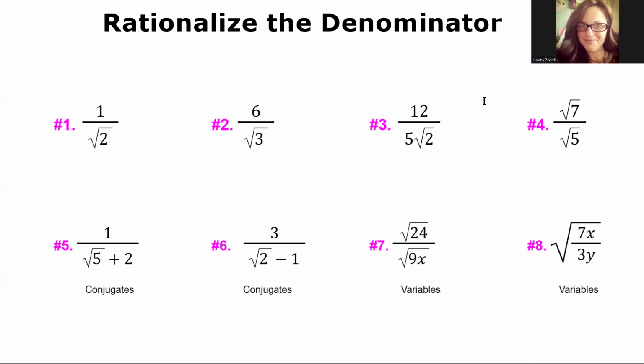Welcome to our session on rationalizing the denominator. We're going to take a look at these 8 problems. You could pause the video here and try them before we go through them. All right, here we go.